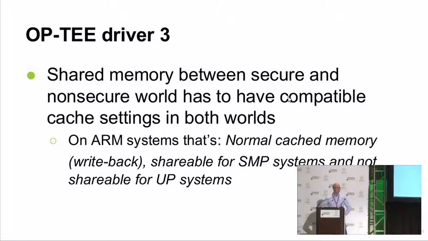An issue with the shared memory between normal and secure world is that you have to agree on the attributes for caching, otherwise we will get coherency issues. On ARM systems, we say that it should be normal cached memory, write back, shareable for SMP systems, and not shareable for UP systems.